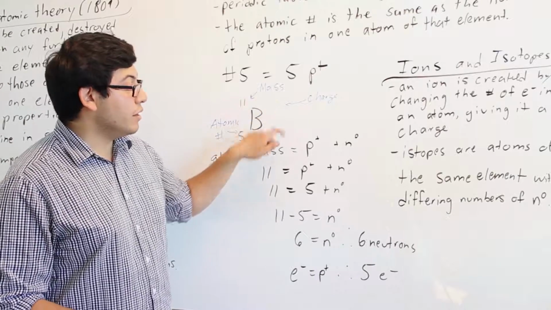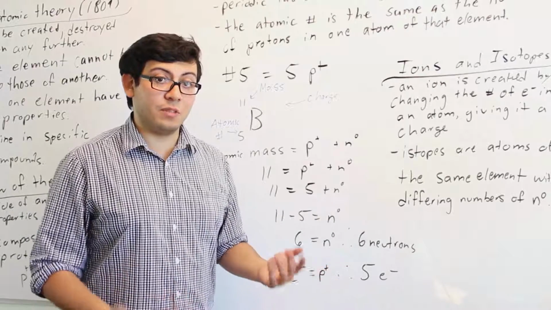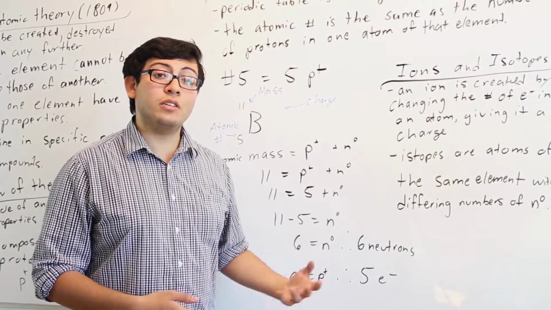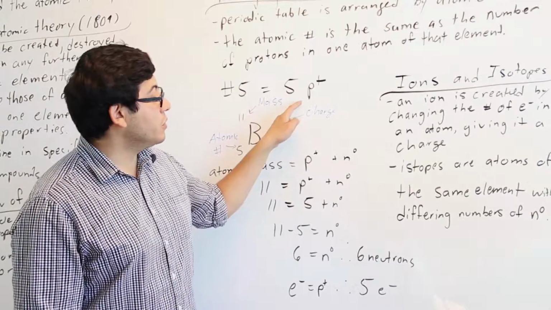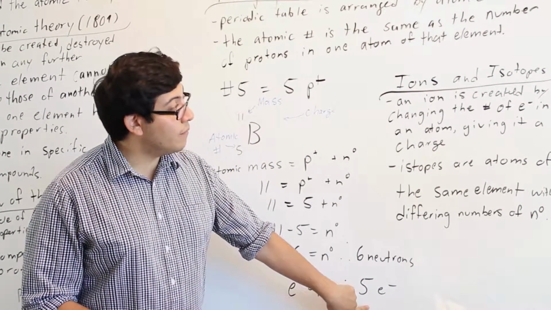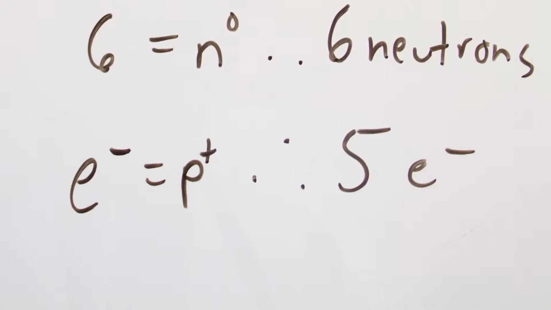Because there's no charge in here, that means my positive and negative charges must be balanced, and like I said earlier, protons have a positive charge, whereas electrons have a negative charge. Because we have 5 protons, we must know that we also have 5 electrons. That gets a little hazy when we're talking about ions and isotopes though.